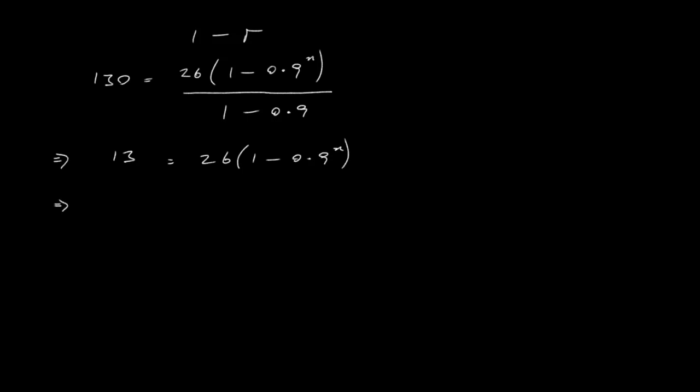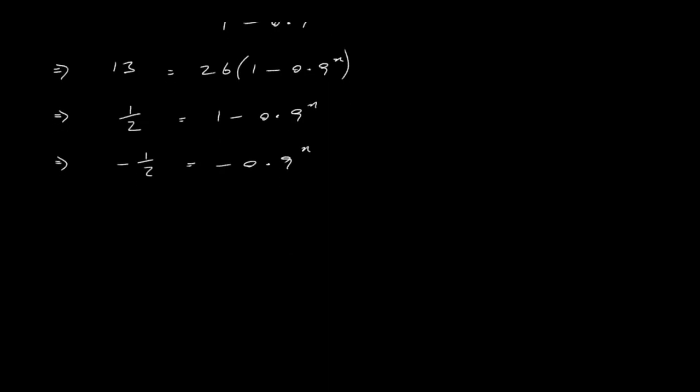Okay, next thing I'm going to do is, let's see, just divide by 26, I think, because 13 is half of 26. So if I divide across by 26, I'll get a half on this side, and I'll get 1 minus 0.9 to the power of n on this side. Next thing I'll do is just bring over this 1, so I'm going to subtract 1. That'll give me minus a half on this side, and minus 0.9 to the power of n on this side. So let's just change those signs, multiply across by minus 1.